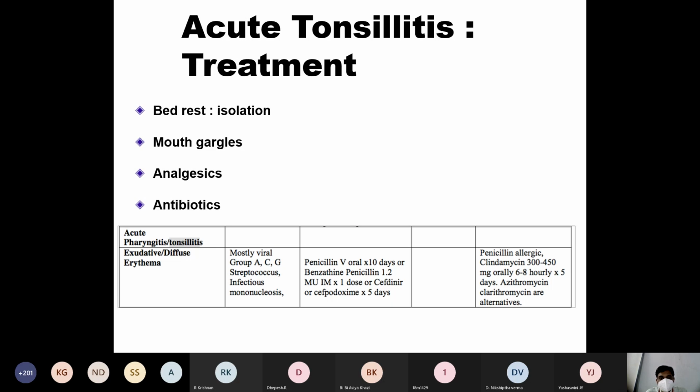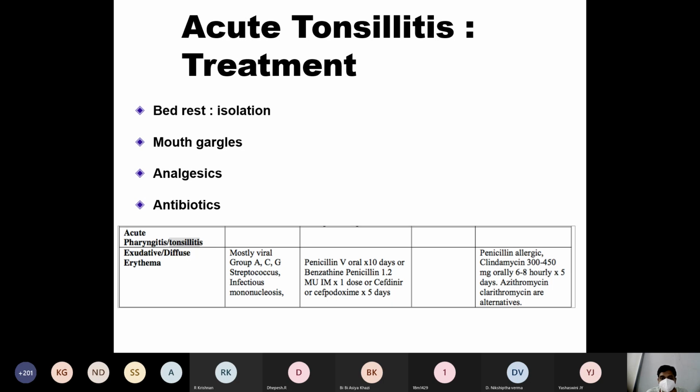So earlier they used to use, as the slide indicates, penicillin V or benzathine penicillin injectable. However, these are falling out of favor because of complications of intramuscular injections and high prevalence of allergy to penicillin. Other antibiotics which can be used can be cephalosporins such as cefdinir or cefpodoxime. But the first line treatment nowadays is amoxicillin with clavulanate.